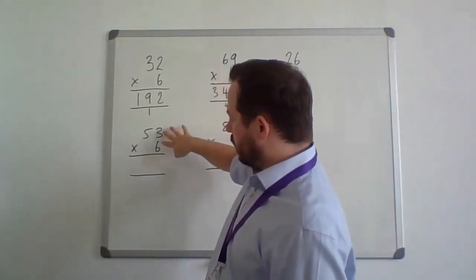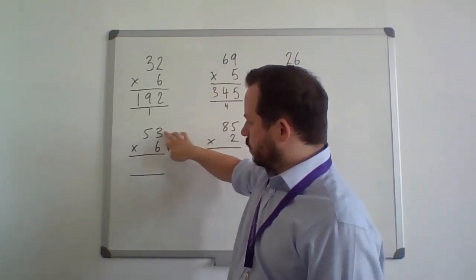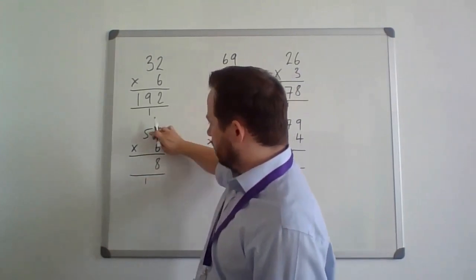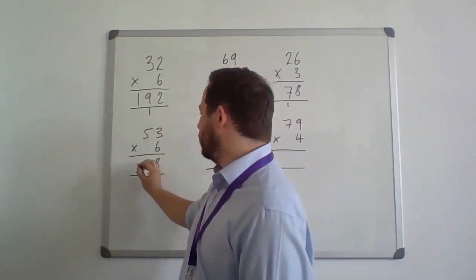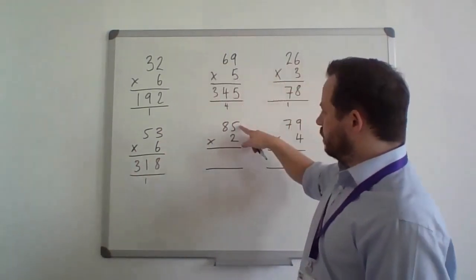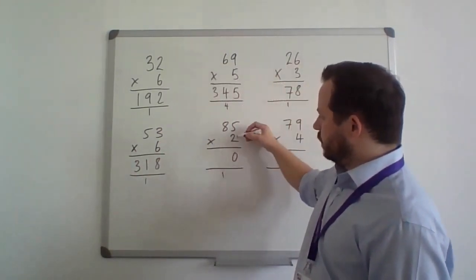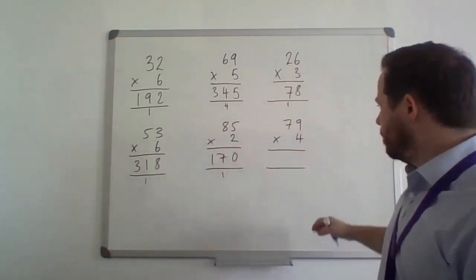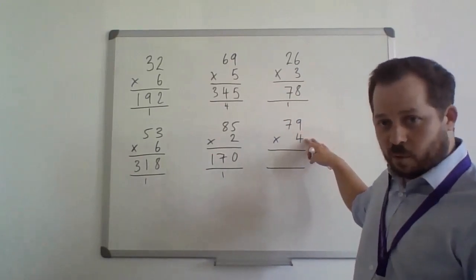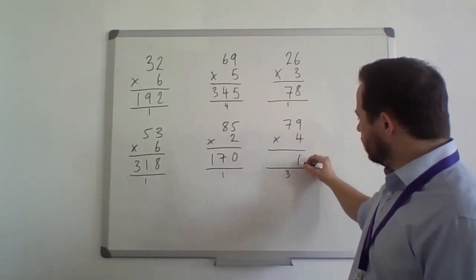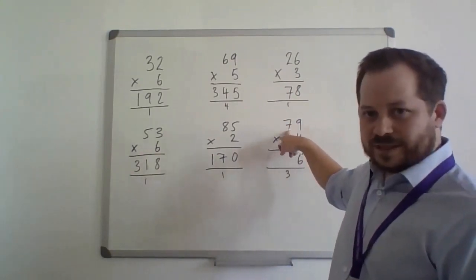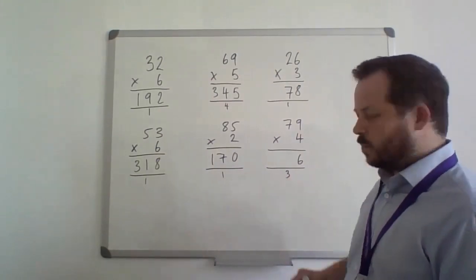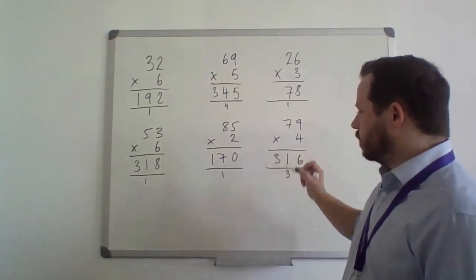We come over here, we're going to follow the same pattern. So we start off with 3 times 6. 3 times 6 is 18, as we said before. And then 6 times 5, which is 30, plus the 1 is 31. 5 times 2 is 10. 2 times 8 is 16, plus 1 is 17. And then we've got 9 times 4, which is 36. And then we do 4 times 7, which is 28, plus the 3, which is 31. And there's our answers.